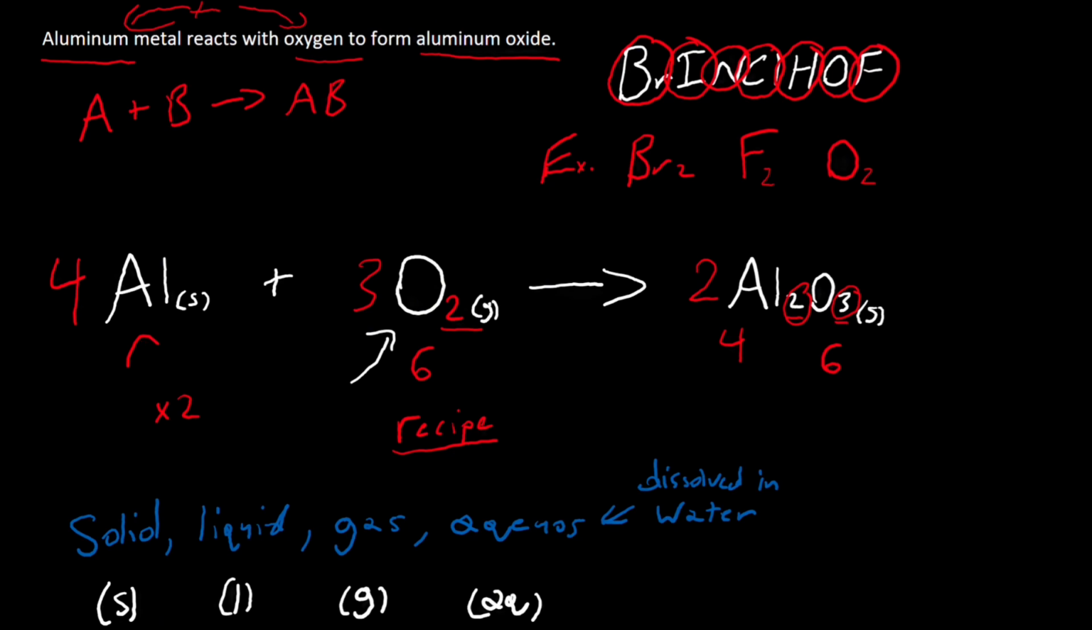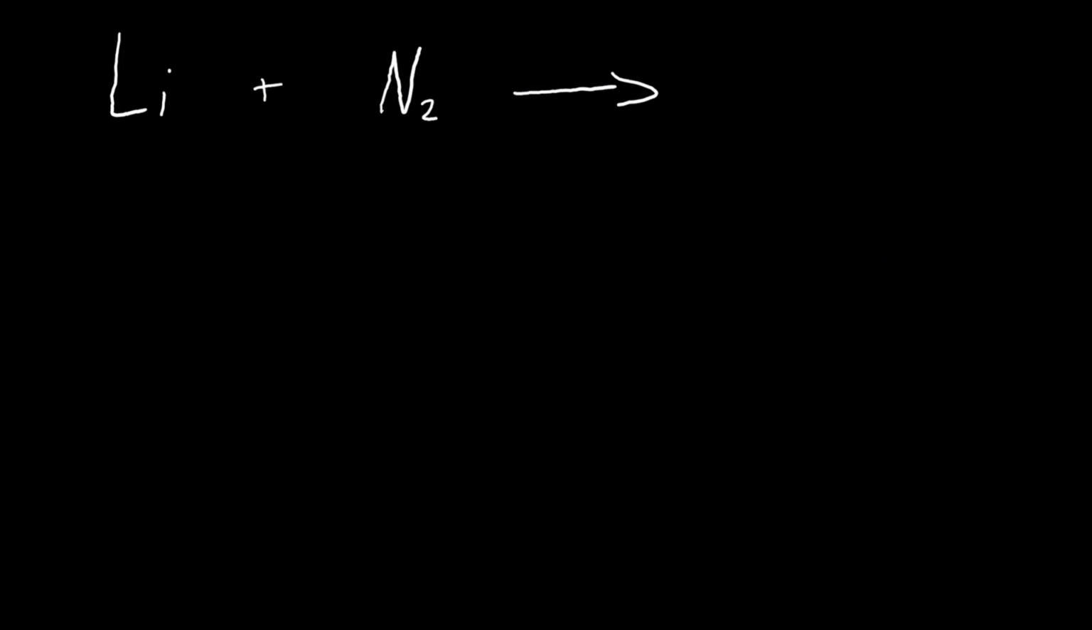That way, there's now a balanced amount of each element on either side, showing that the recipe is complete with the correct subscript on the oxygen as well as all of the states on the compounds. Let's move on to another question.